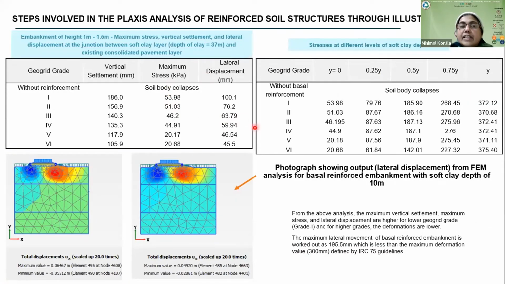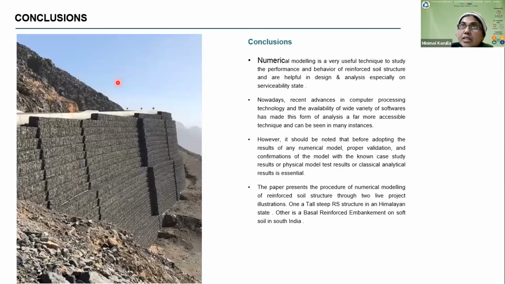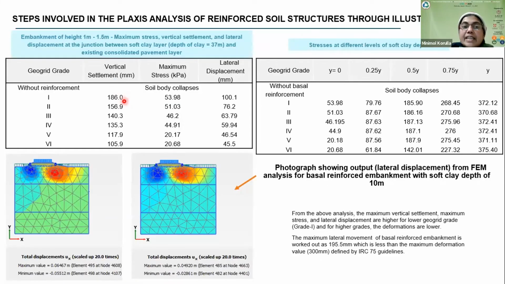So here what we are seeing is the different types of reinforcement, different grades, like grade 1, 2, 3, 4, 5, 6. Grade 1 corresponds to 100 kilonewton per meter, 2 is 200, 3 is 300, 4 is 400, like that. Correspondingly, we can see that the vertical settlement is getting reduced when the strength is increased. Again, the maximum lateral displacement is there when we are using only 100 kilonewton per meter, but then it is getting reduced.